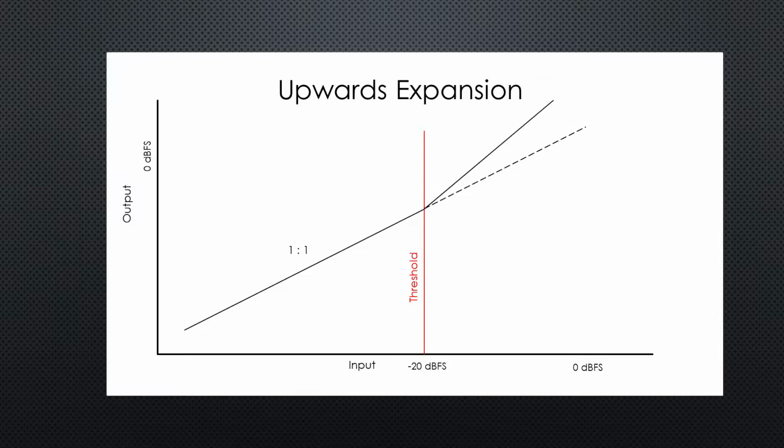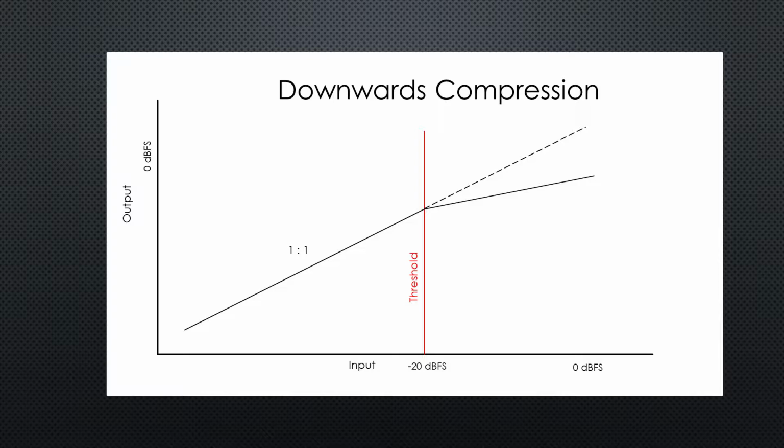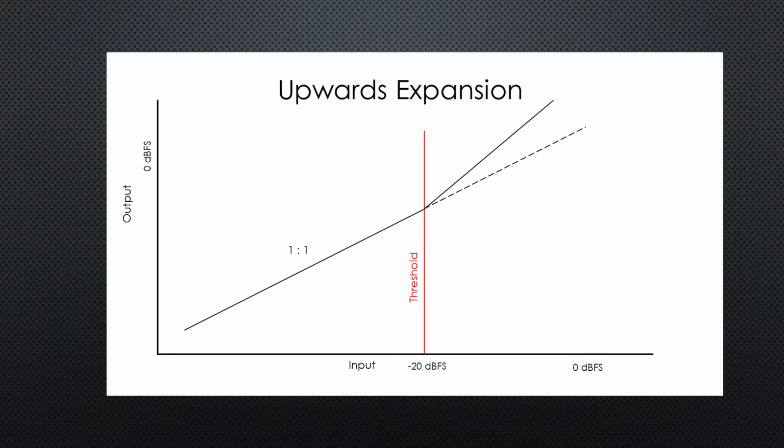When we get to upwards expansion, when the input is below the threshold, it's on a 1-to-1 ratio, but then when the signal goes above the threshold, it does the opposite of what the downwards compressor does. Instead of decreasing those louder parts, we're actually going to increase those louder parts, and in essence, increasing the dynamic range.